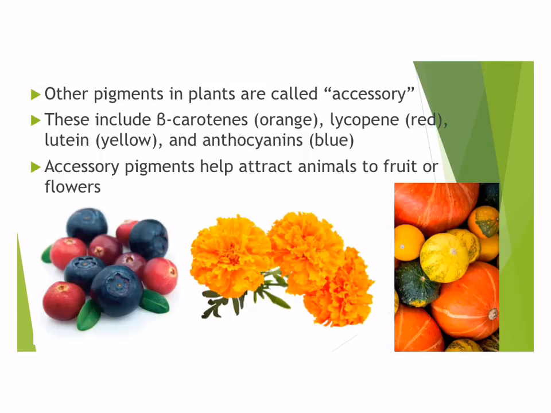Now, plants have other pigments, and these pigments are called accessory pigments, and they're what give plants other kinds of colors that we see, for instance, in fruits or in flowers. Here are some examples. Beta-carotene you may have heard of. It's an orange pigment. Lycopene is red. We see that in tomatoes. Lutein is a yellow pigment that's in, for instance, these marigolds. And then there are a range of different pigments called anthocyanins, which are blues, purples, and reds. These accessory pigments help attract animals to eat the fruit and the seeds and scatter the seeds, or attract them to the flowers for pollination. So they usually are used by the plant to attract animals.